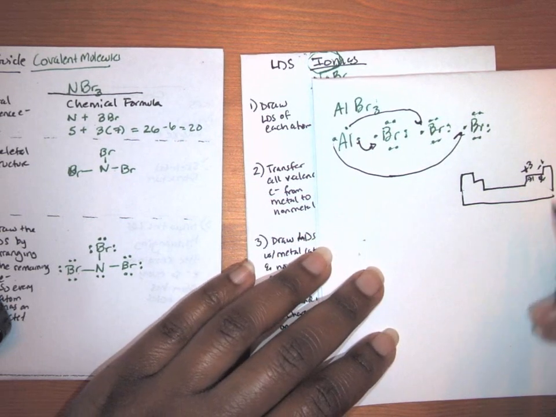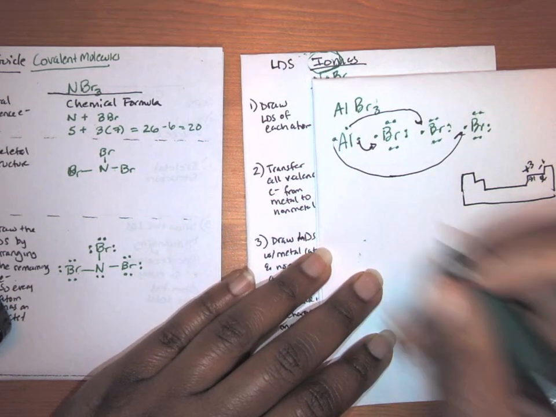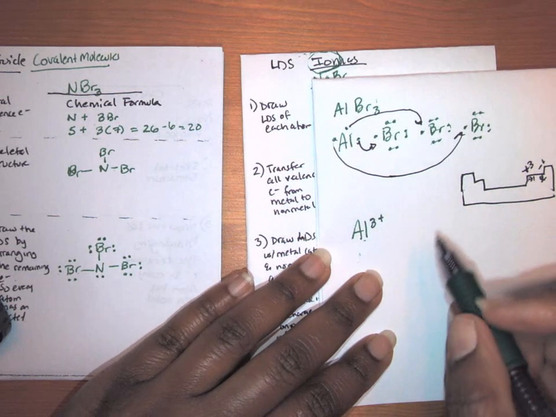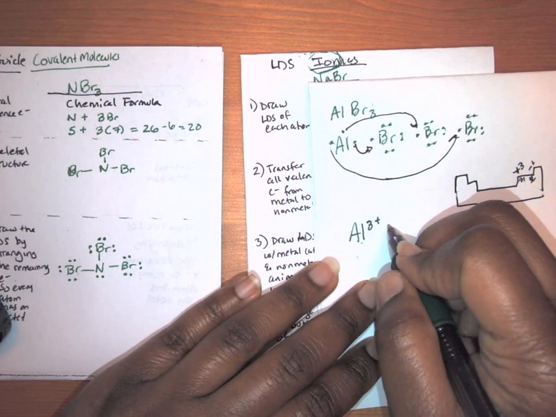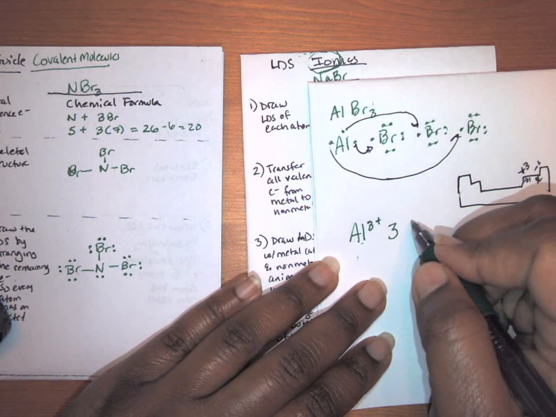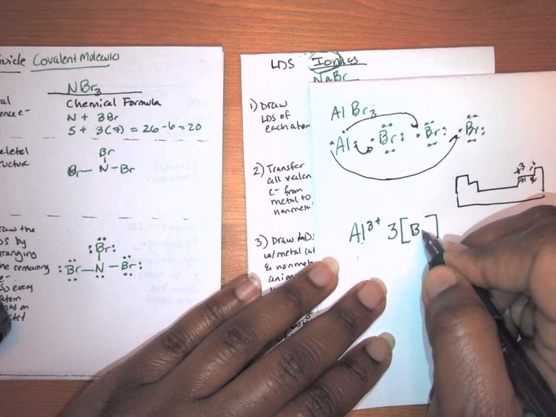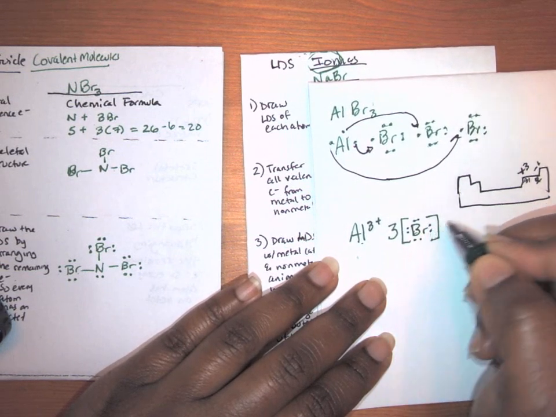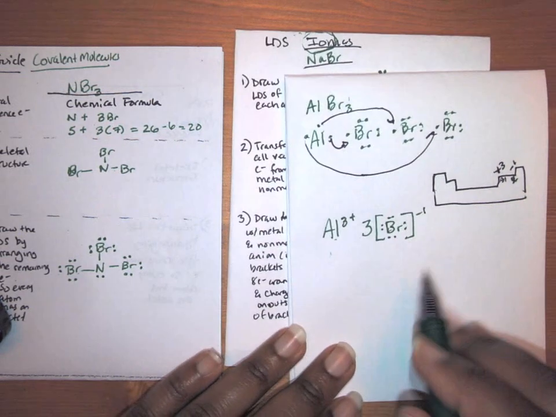So what we will do is look at the formula and draw aluminum with a 3+ charge. Since there are 3 bromines, we'll put a coefficient of 3 in front of the bromine, put the bromine in brackets, and the nonmetals always get an octet around them. That's the shortcut, and of course, don't forget whatever its common charge is. So that's a quick way.